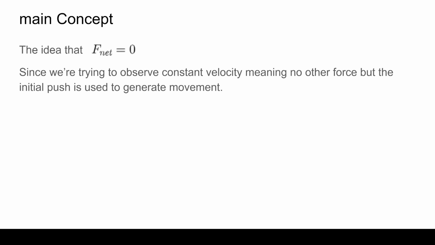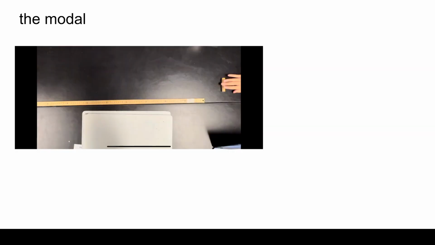The main concept is that net force is equal to zero. Since we're trying to observe constant velocity, no other force is present except for the thing that's pushing it, because constant velocity. Here's the model. There's a hand, it pushes, it rolls, second frame.